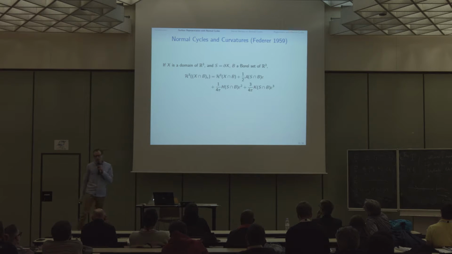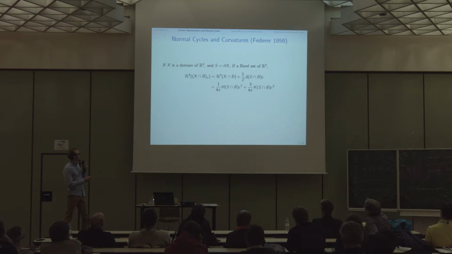So why are we doing this? Well, in 1959, Federer showed that if we consider a domain X of R3 and S its boundary, and B a Borel set, and we look at the volume of the epsilon tube around X, it is a polynomial in epsilon, and each coefficient of this polynomial can be interpreted as a curvature measure. So, for example, we retrieve the area form of the surface S, the mean curvature measure of the surface, and the Gaussian curvature measure of the surface.